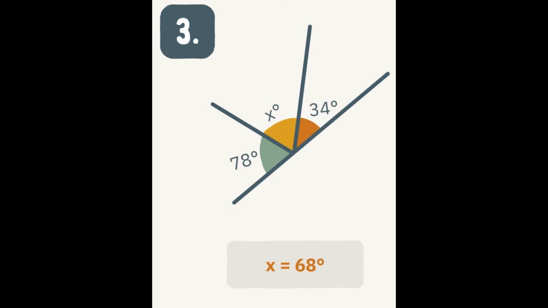Well, first of all here, I hope you spotted that this is a straight line. So therefore, all the angles that are adjacent and meet at a point should total up to 180 degrees. I have two angles already, 78 degrees and 34 degrees. If I add those together, that will total 112 degrees. So I can either count on from 112 degrees until I get to 180, or I can subtract 112 from 180 to find the difference. Either way, I'm left with 68 degrees as my answer.